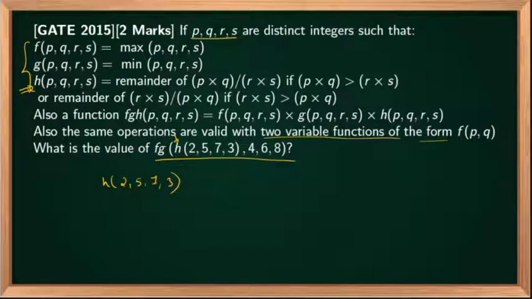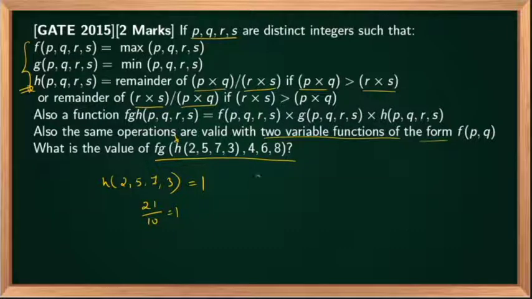So the value of this function will be equal to the remainder of p into q divided by r into s if p into q is greater than r into s. If you see p into q is 10, it is not greater than 7 into 3. Right? So we have to find out if r into s is greater than p into q, then we have to find out r into s divided by p into q. Right? So what is r into s? That is 21 divided by p into q, that is actually 10. Right? So the remainder will be 1. Right? So h of 2, 5, 7, 3 is going to return remainder 1.